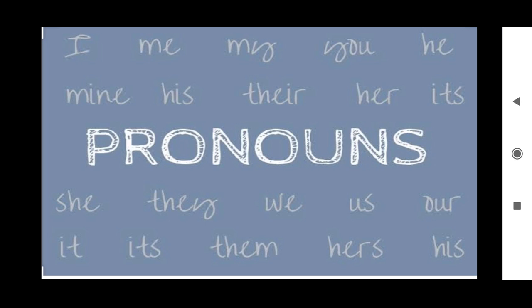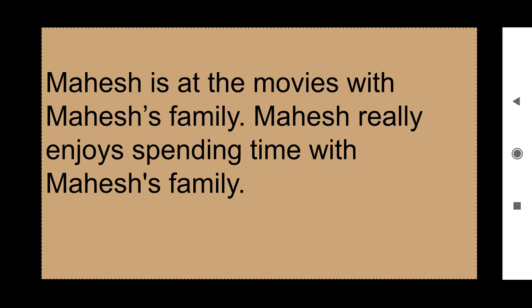Let us see this sentence. Mahesh is at the movies with the Mahesh family. Mahesh really enjoys spending time with the Mahesh family. Now, of course, that sounds really stupid, and it is because... Can you tell me why? Can you tell me what the problem is in this sentence? Well, the problem is that we keep repeating Mahesh and Mahesh family, and that is very unnatural. We do not talk like that.